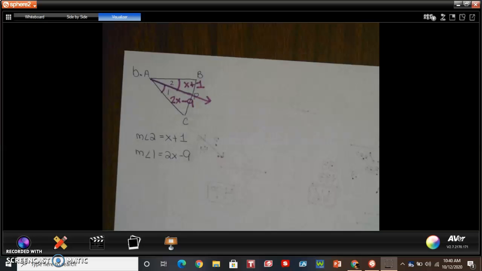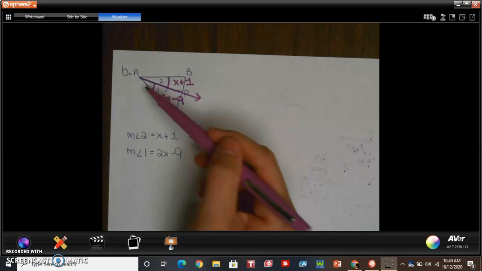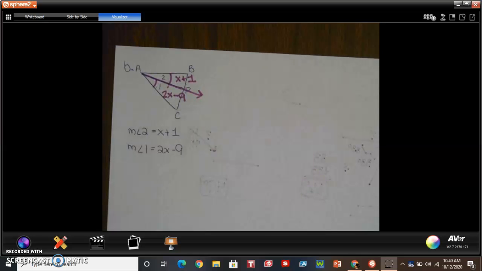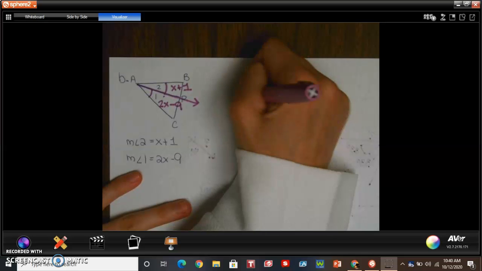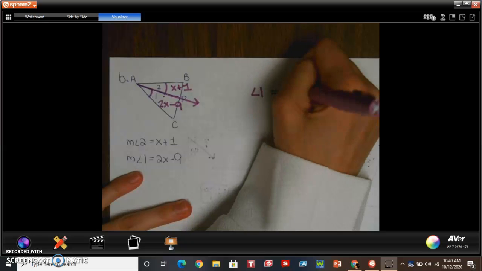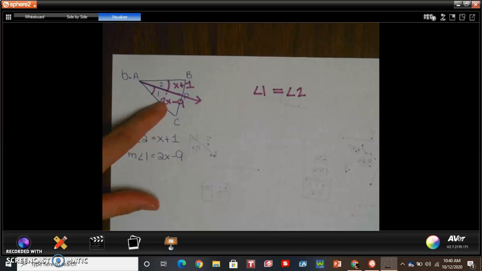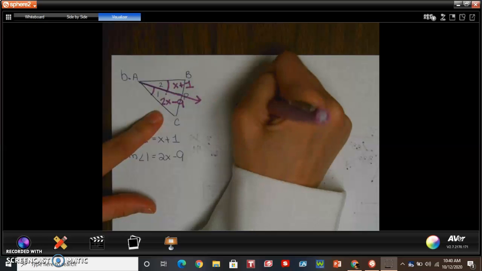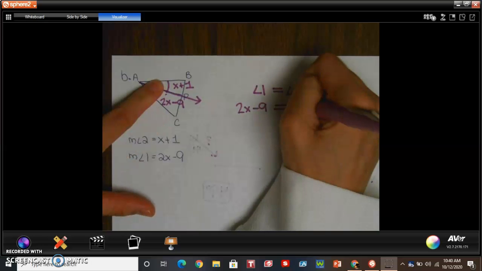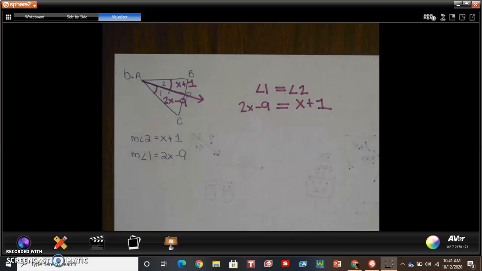Now, what else do we know about angle 1 and angle 2? If this is a bisector, that means what's on the inside is equal, right? So we know that angle 1 is equal to angle 2. So let's plug in what we know. Angle 1, 2x minus 9. Angle 2, x plus 1. All right, let's do this.